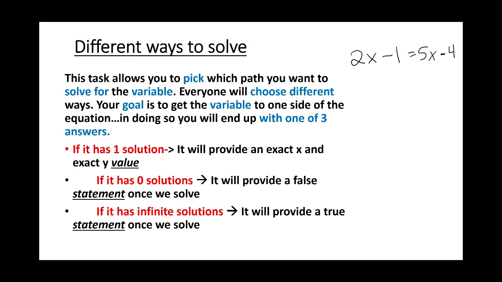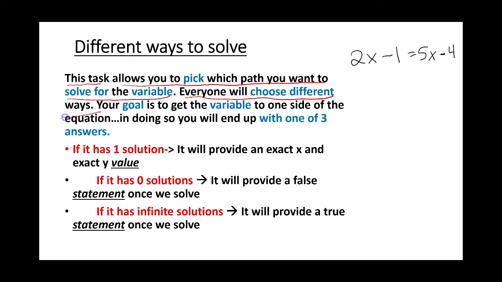When you are solving these types of problems, you have so many different ways of solving it. You can do it however you want, as long as it is mathematically correct. This task allows you to pick which path you want to solve for the variable. Everyone will choose a different way of doing it. You might do it one way while your friend next to you might choose a different way. And you will probably get the same answer in the end if you're both doing the math correctly.